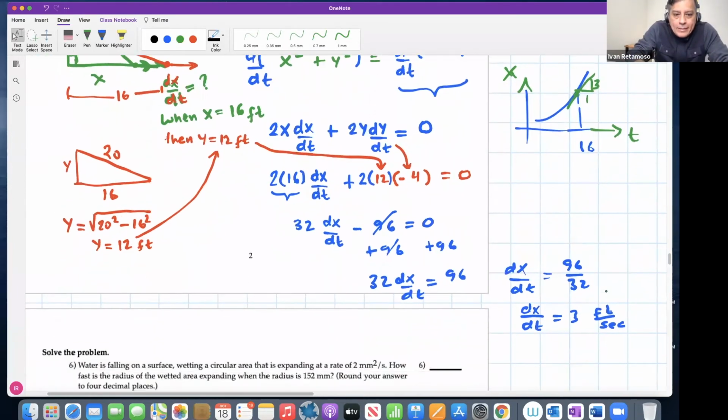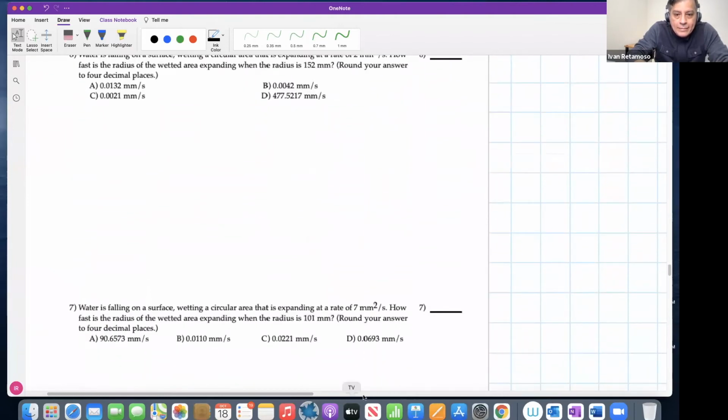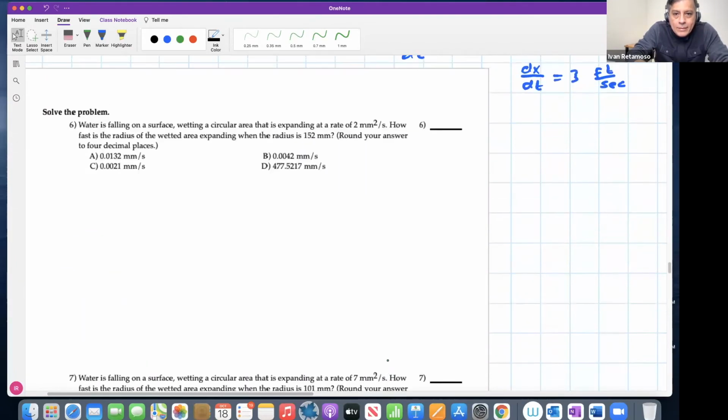Okay. Now let's look at other forms. For example, let me show you number 6, and then I will ask you to do number 7, which is similar. Look at this problem. It says water is falling on a surface, wetting a circular area that is expanding at the rate of 2 square millimeters per second. How fast is the radius of the wetted area expanding when the radius is 152 millimeters? Round your answer to 4 decimal places.